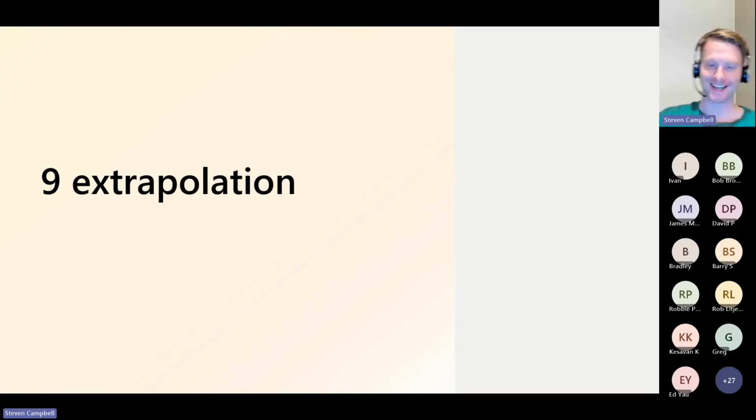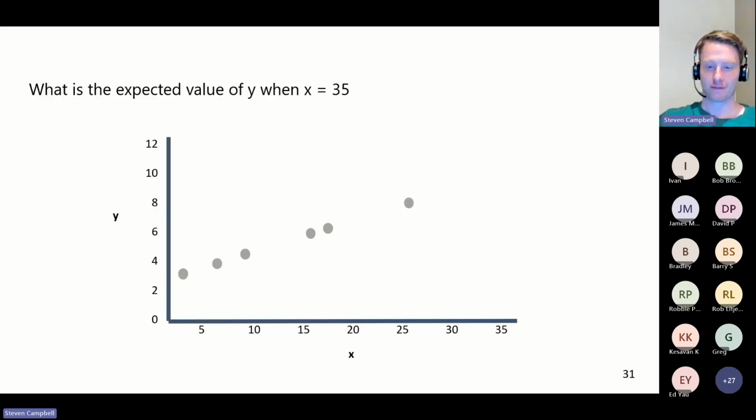Extrapolation. Again, stepping away into more general BI or just data on this one. Let's have a point, and feel free to put this in the chat as well, a bit more interaction. What is the expected value of y when x is 35? So not a trick question. This is x down here. This is the value of y. So when x is 35, which is this number.